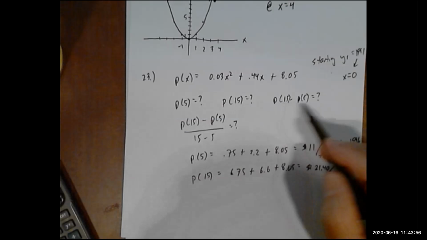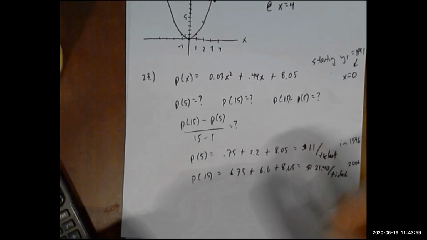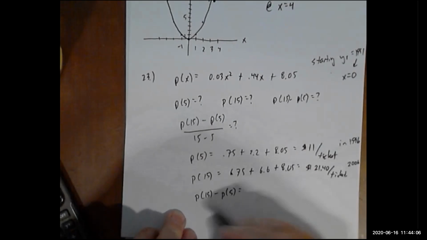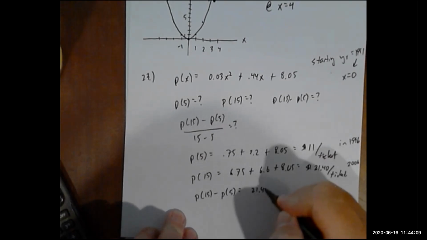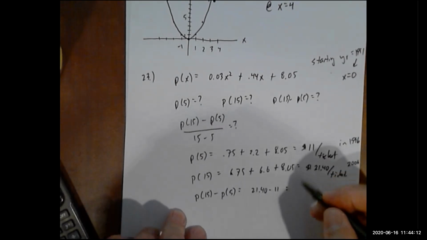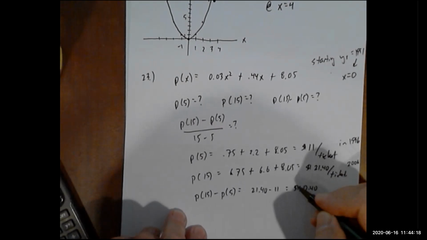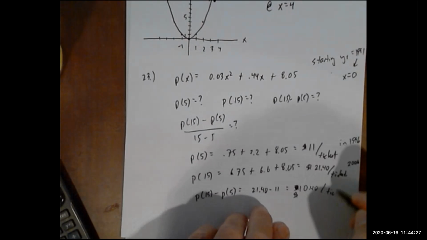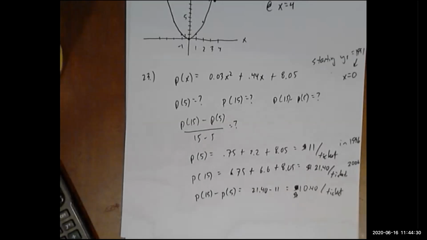The third question is, okay, so what was the increase in the ticket price for those 10 years? So you take 21.40 minus 11. I think I can do this in my head. Looks like for those 10 years, the ticket prices went up by $10.40. So that's how much the price of the ticket increased.